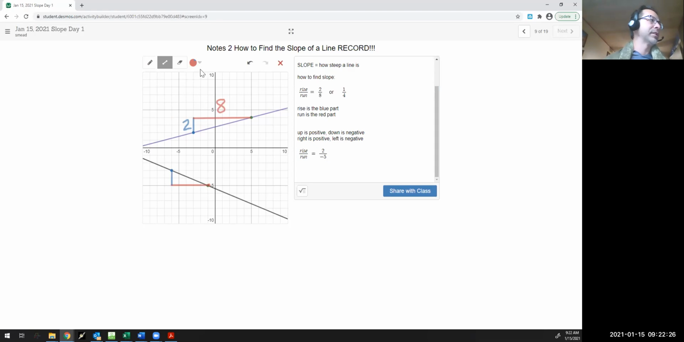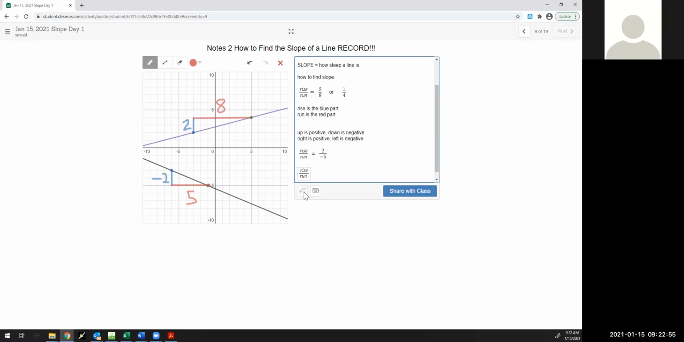So, but watch this. This time, if I start here, the ball is going down, so that would be a -2. And then here, it's going to the right, so that would be a +5. So if you do it that way, you still get the same answer. Those fractions are equal to each other. -2 over +5.